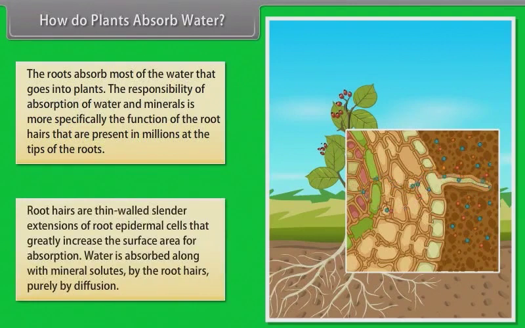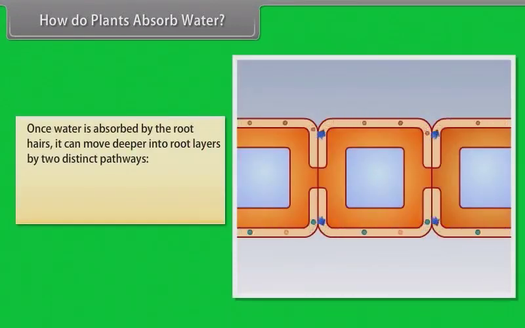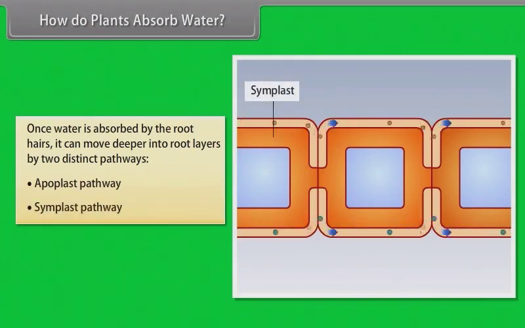Root hairs are thin-walled, slender extensions of root epidermal cells that greatly increase the surface area for absorption. Water is absorbed along with mineral solutes by the root hairs, purely by diffusion. Once water is absorbed by the root hairs, it can move deeper into root layers by two distinct pathways: apoplast pathway and cytoplasmic pathway. We will know them in detail in the next few screens.